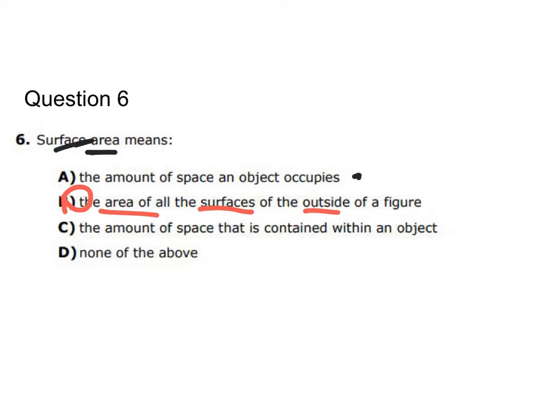So why is C wrong? Well, the amount of space contained within an object. We're not so worried about the inside yet. We'll get there, but as of right now, we're not worried about it yet. So C is not going to be correct. The amount of space an object occupies, not worried about that. And obviously we know the right answer is B, so D cannot be correct.